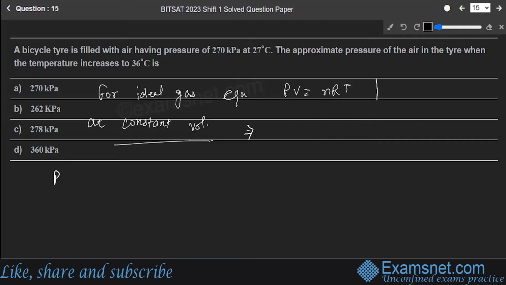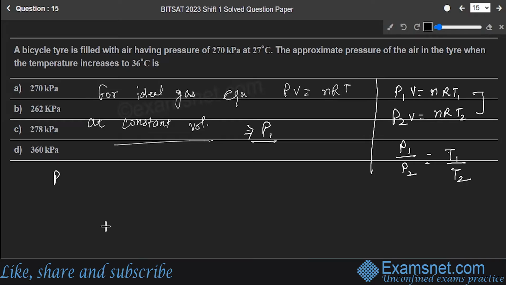I'll solve it over here. You have P1 V is equal to nRT1 and P2 V is equal to nRT2. So from both of these, you have P1 upon P2 is equal to T1 upon T2. Okay, so I'll write it over here, P1 upon T1 is equal to P2 upon T2. Hope you got this right. I have just interchanged their positions.